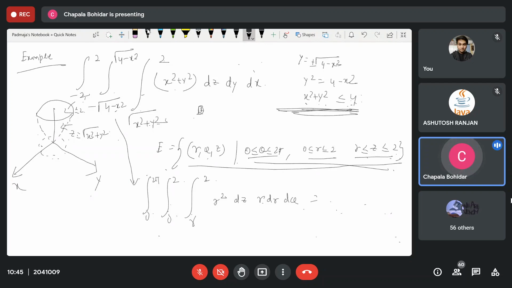After this, are you able to do this problem or not? I am asking you. Integration, are you able to do it or not? Yes, ma'am. Okay, now you do.